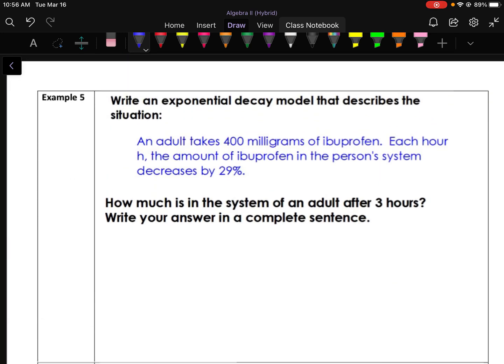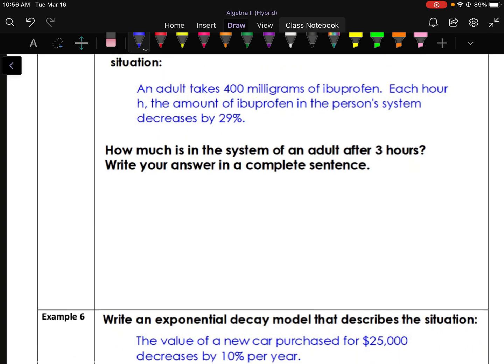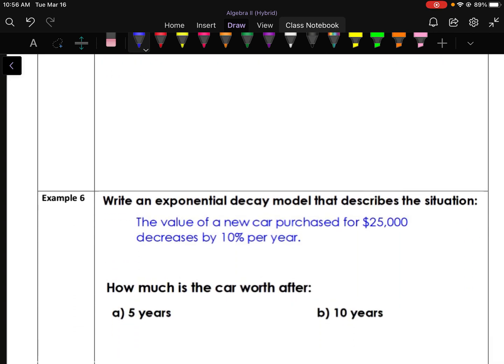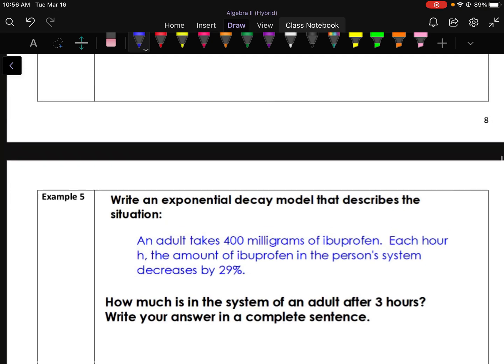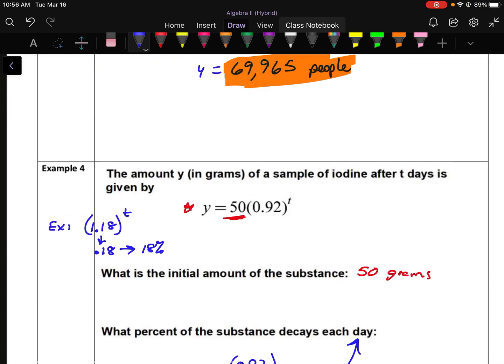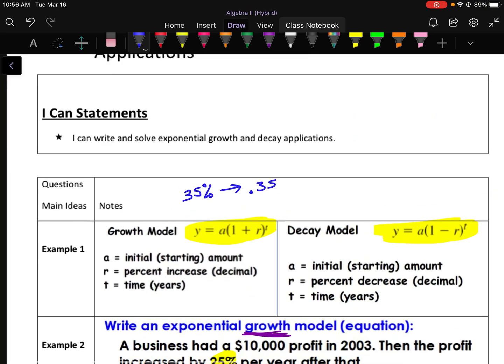There are a couple more examples here. They're both decay. It tells you they're decay, with car value decreasing and ibuprofen decreasing. So you can do those examples if you want, but it's all the same. Just remember that these equations, these formulas will be given. You have to know which is which and what the variables stand for. That's it.